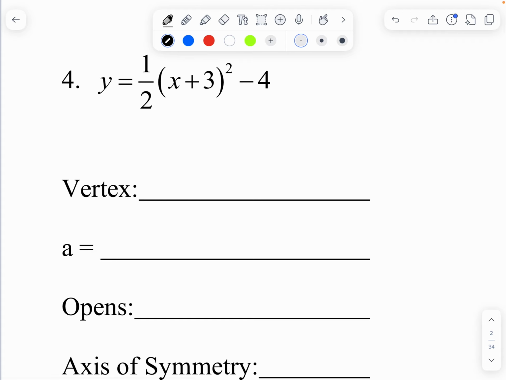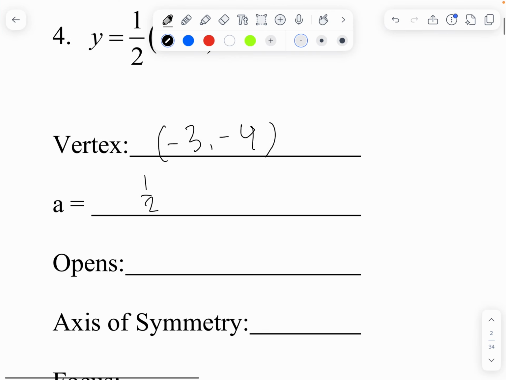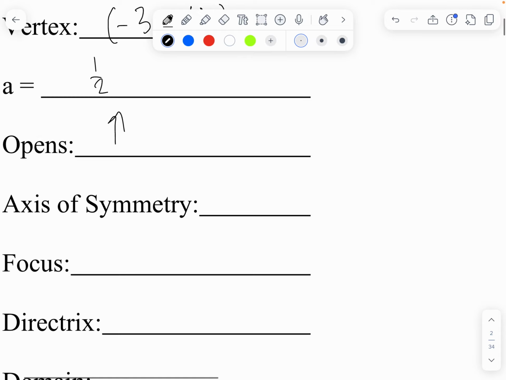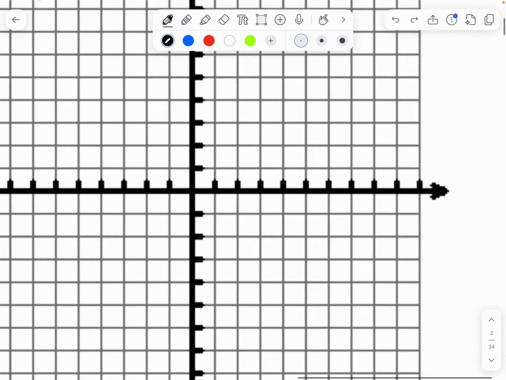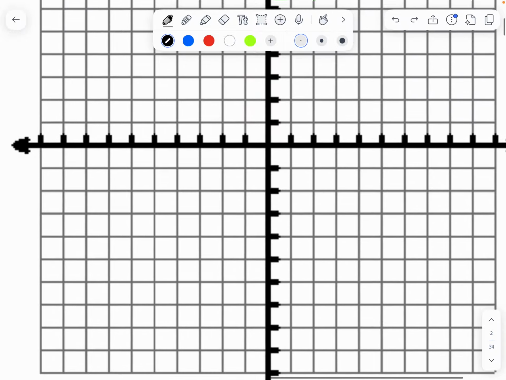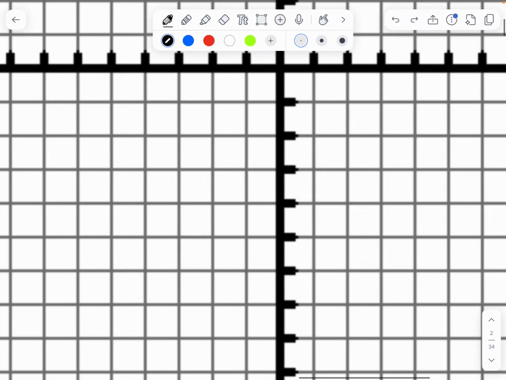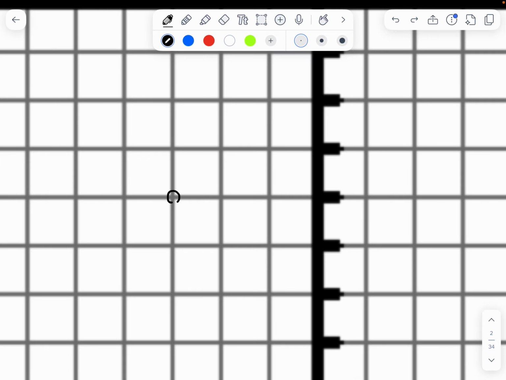So HK, -3, -4. A is 1/2. Opens upward since it's positive. Axis of symmetry is based on the x values, so x equals -3. Now let's start graphing. I do want this parabola to look good because this is going to be in my thumbnail.